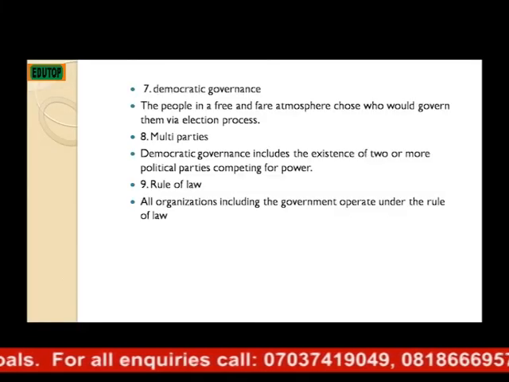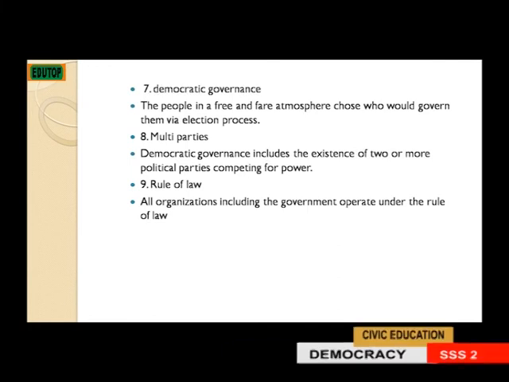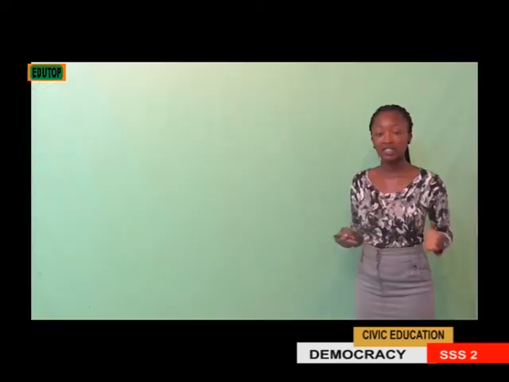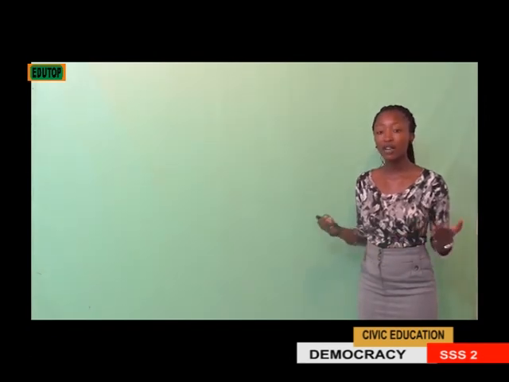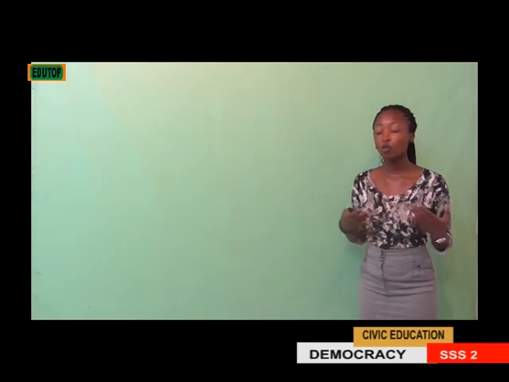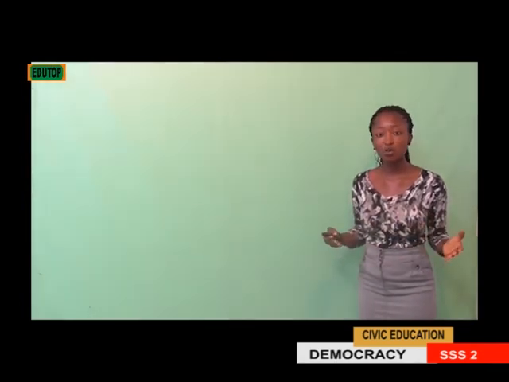Number 8. Multi-party. Democratic governance includes the existence of two or more political parties competing for power. That is, in a democratic system of government, multi-party system is allowed. Different political parties can be formed under the law and they can compete for different political offices.